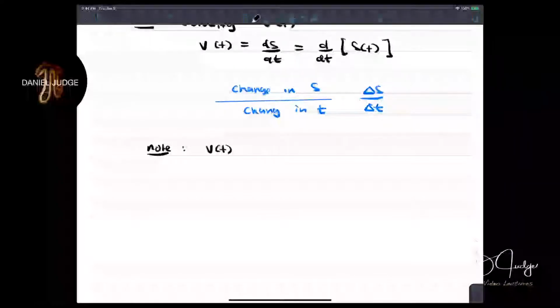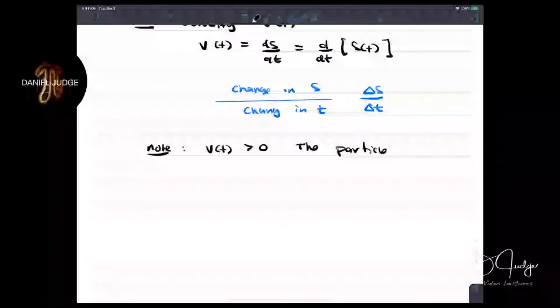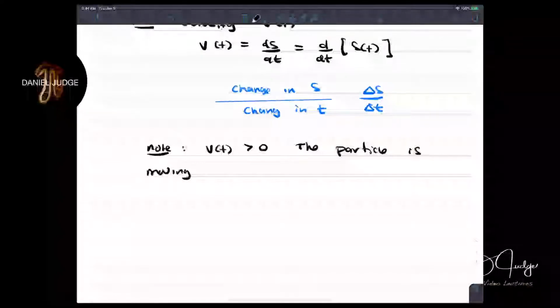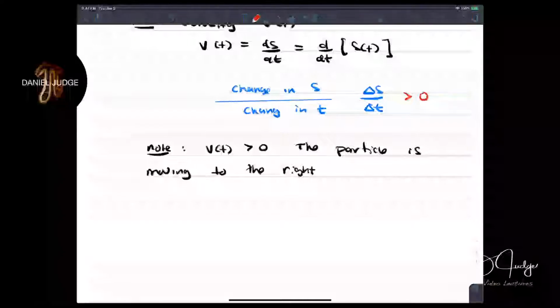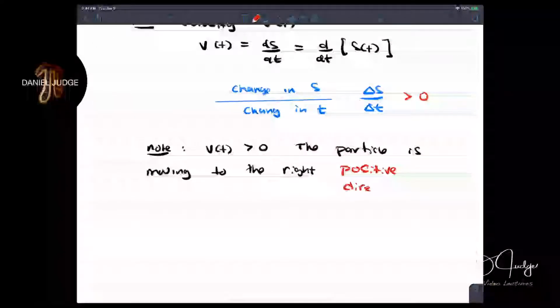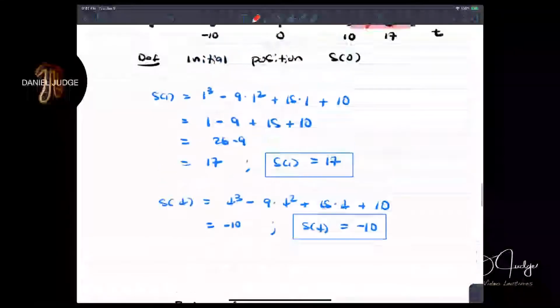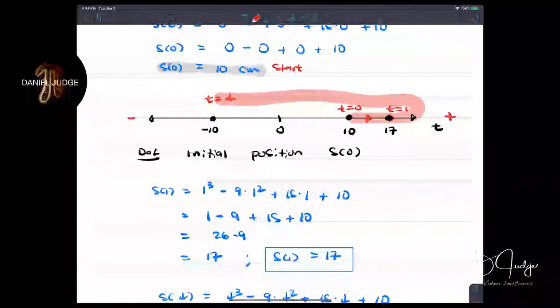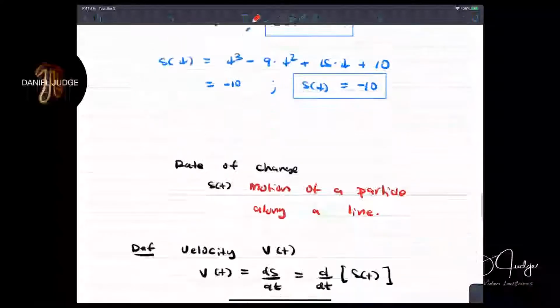If V of T is positive, the particle is moving to the right. And you say, what do you mean? Well, we're saying here that if this rate is positive, the change in S, that means you're going to the right. You're going in the positive direction, whatever that is. And if it's a vertical line, that's also up. So I want to let you guys know, go back to that real number line we're looking at, right? Positive direction, negative direction. So this is a note.